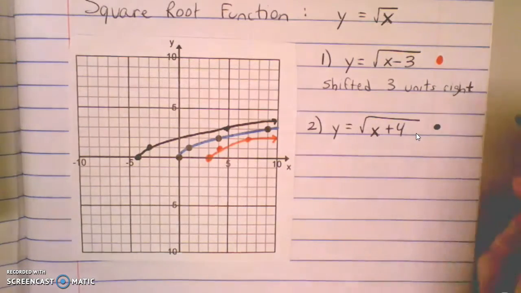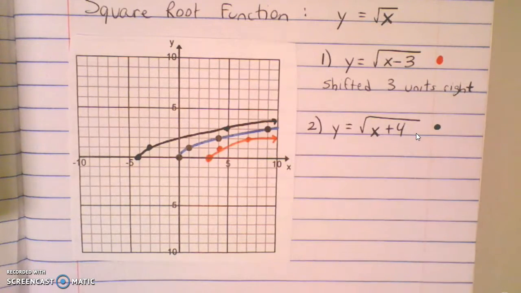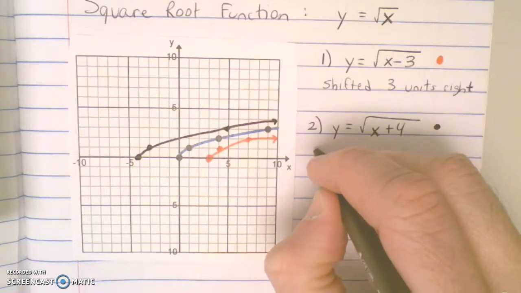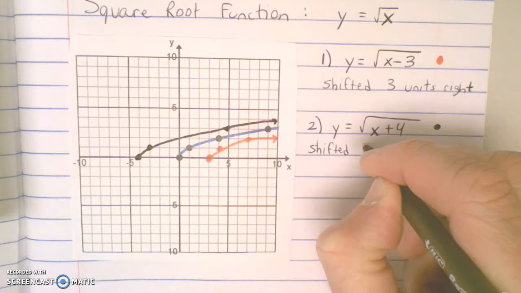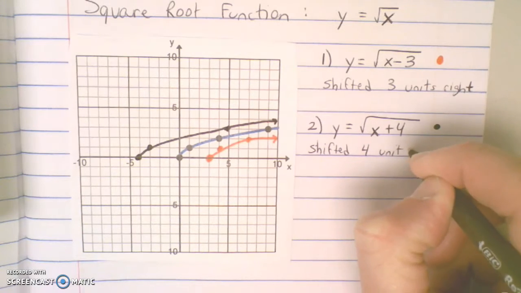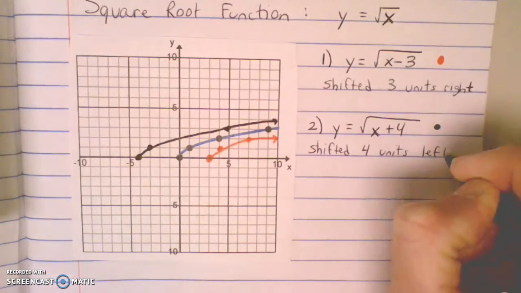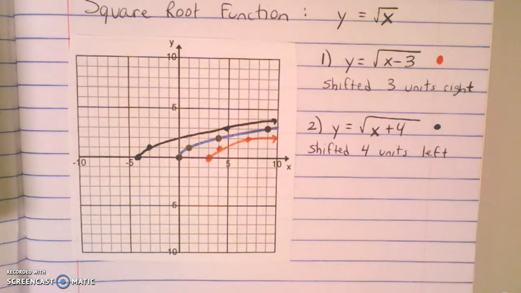Highlight that one in black. And then we'll write down the shift. So it shifted 4 units left. Some of this might be familiar from first semester when we talked about transformations. We're just applying it now to the square root functions.